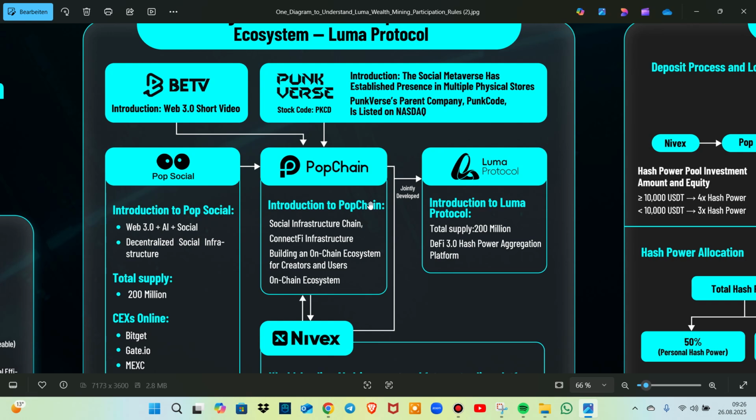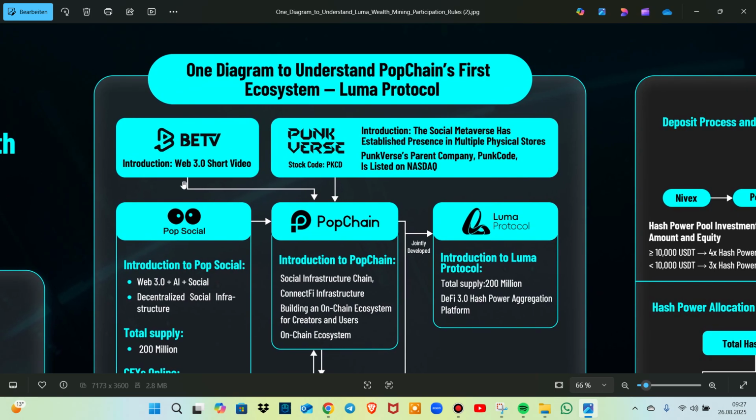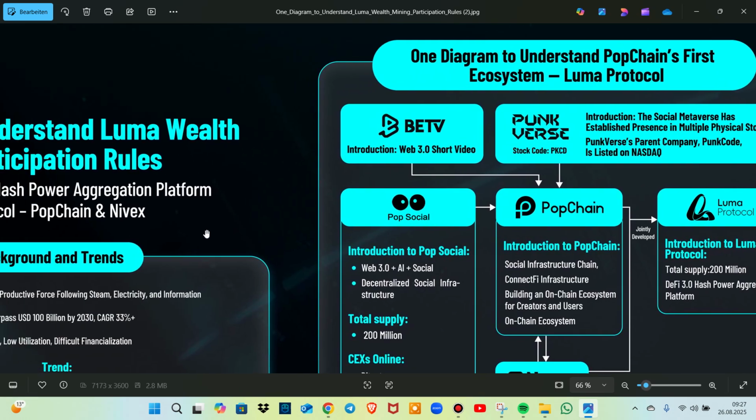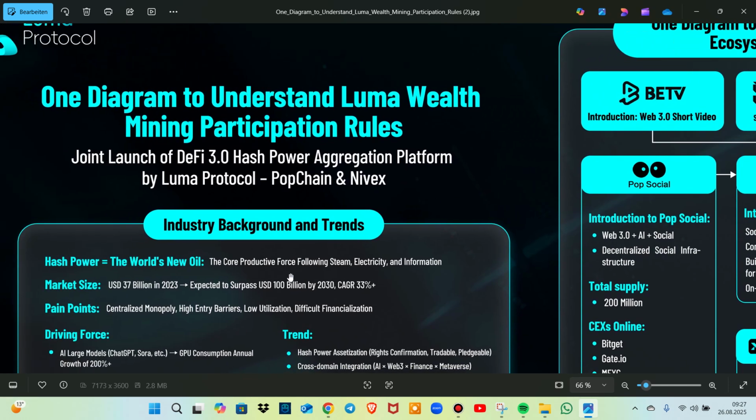So we will be using the Pop coin, and I call it coin on purpose because it has its own blockchain, and we will use that Pop coin to run the Luma protocol. So there are two more elements of that system that I will not discuss in detail: Punkverse and BETV. I don't want to make that video too long. So that's why I will skip on that one.